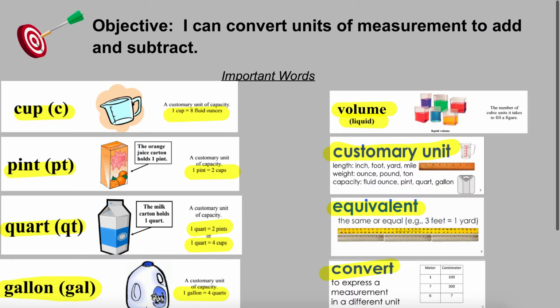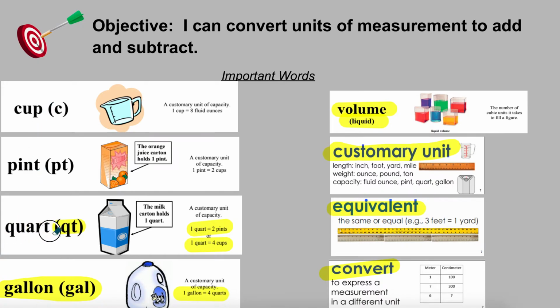Here we go. Our objective is that we're going to convert units of measurement to add and subtract. Since I've already highlighted, I'm going to unhighlight as we talk. Okay, we're going to talk about a cup. Just like I said, a cup of milk, well, a cup is equal to 8 fluid ounces. Fluid means it's a liquid. We're going to talk about a pint. And you see the abbreviation is PT. A pint is 2 cups. So 1 pint, it's getting bigger. 1 pint is 2 cups.